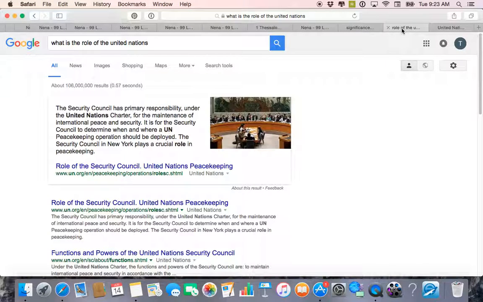The next thing I want to show you is what is the role of the United Nations. The Security Council has primary responsibility under the United Nations Charter for the maintenance of international peace. Do you see that right here? And security. It is for the Security Council to determine when and where a UN peacekeeping operation should be deployed. The Security Council in New York plays a crucial role in peacekeeping.